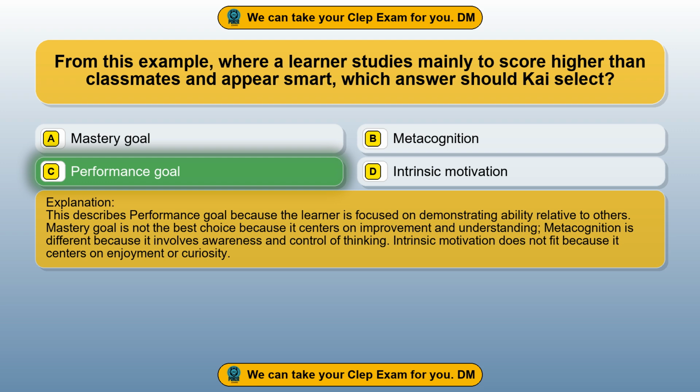Mastery goal is not the best choice because it centers on improvement and understanding. Metacognition is different because it involves awareness and control of thinking. Intrinsic motivation does not fit because it centers on enjoyment or curiosity.